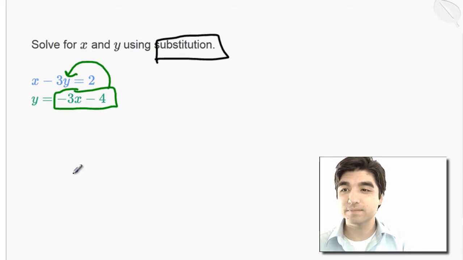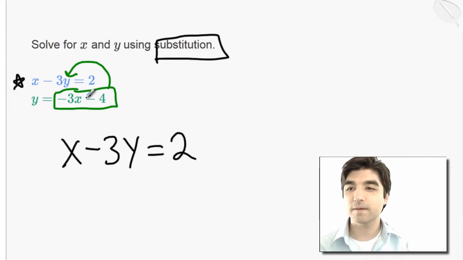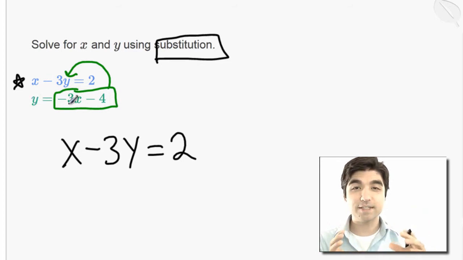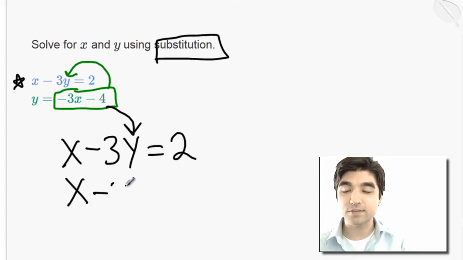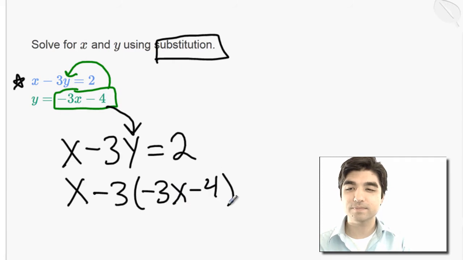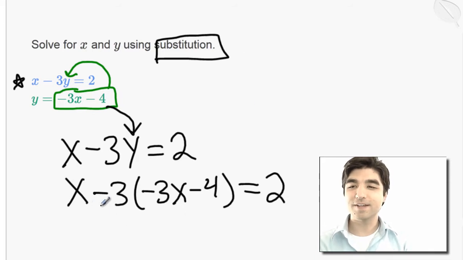So let's solve that. I'm writing the equation x minus 3y equals 2. Now I'm going to plug in y equals whatever is after the equal sign into the first equation. So we get x minus 3, and instead of y we put all of that stuff: 3x minus 4, equals 2.